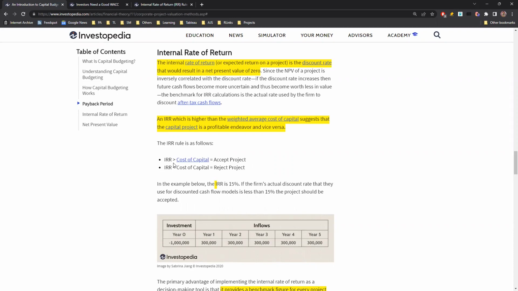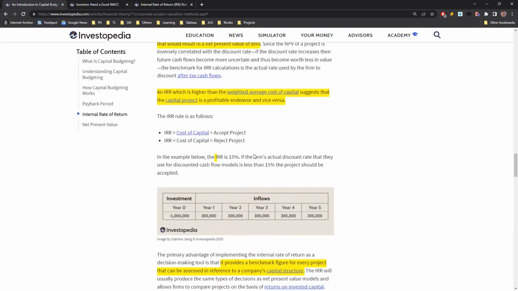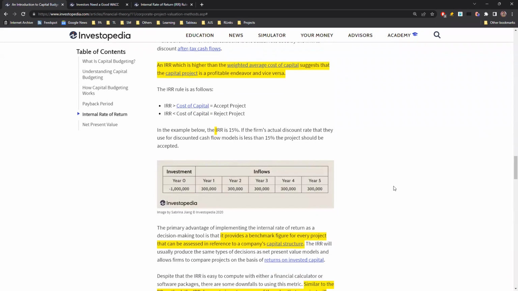If my return is greater than my cost, then that project is viable. If it is less, then it is not a viable project, and it doesn't make sense to invest in the project, because we are not even generating enough money to meet the cost at which we raised the capital. So that is the main concept based on which this IRR, internal rate of return, works.